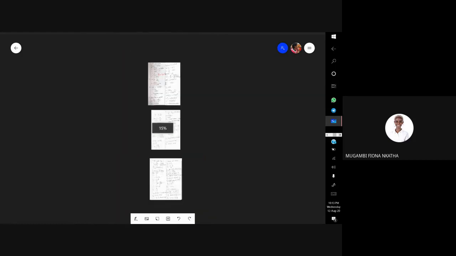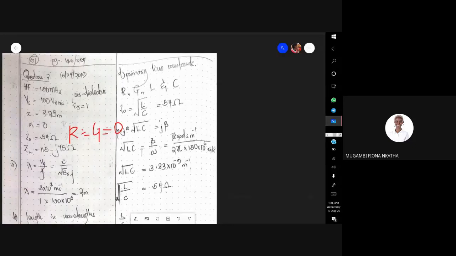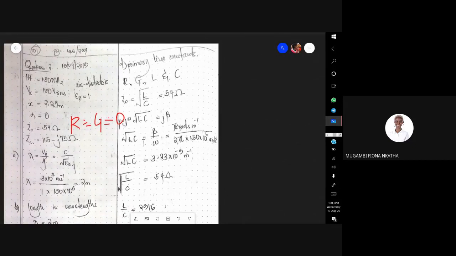So the real thing comes now here. Our primary line constants, Kishiro has taken us through that. When you are told attenuation is equal to 0, you know that R and G are also equal to 0. So we found two primary line constants, that's R and G. If there are any questions, please someone shout out because I'm on presentation mode, I can't see. So our characteristic impedance is equal to root of L over C.